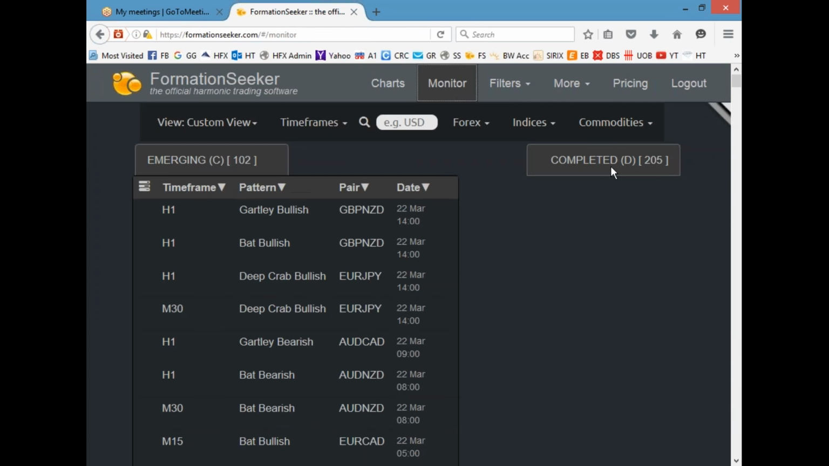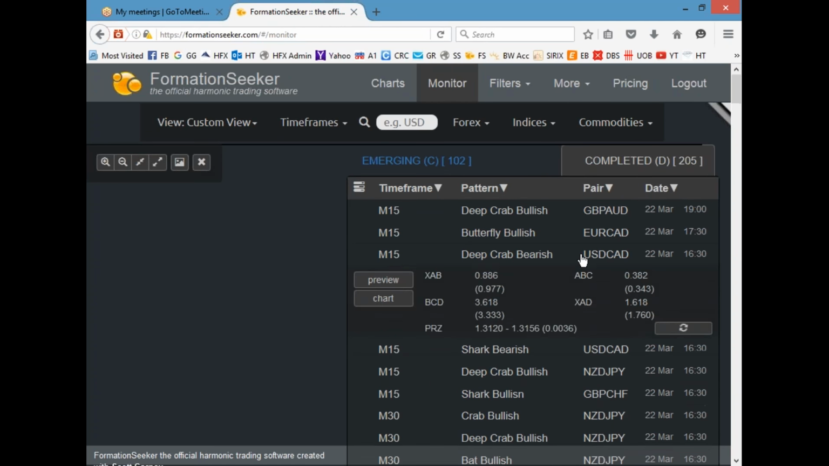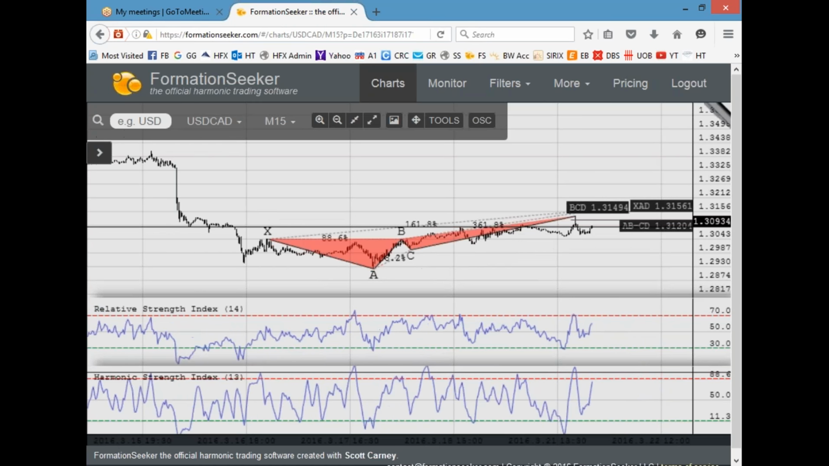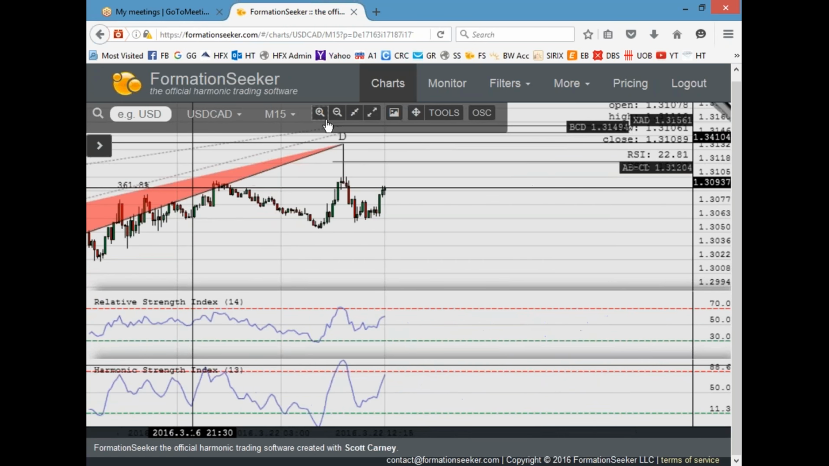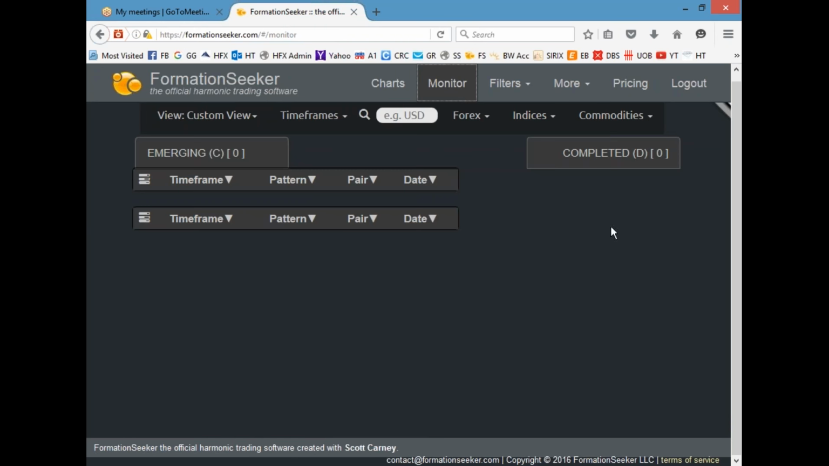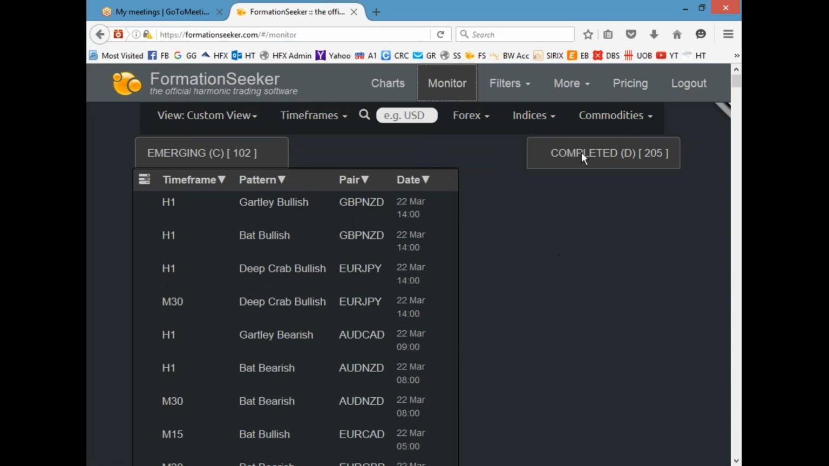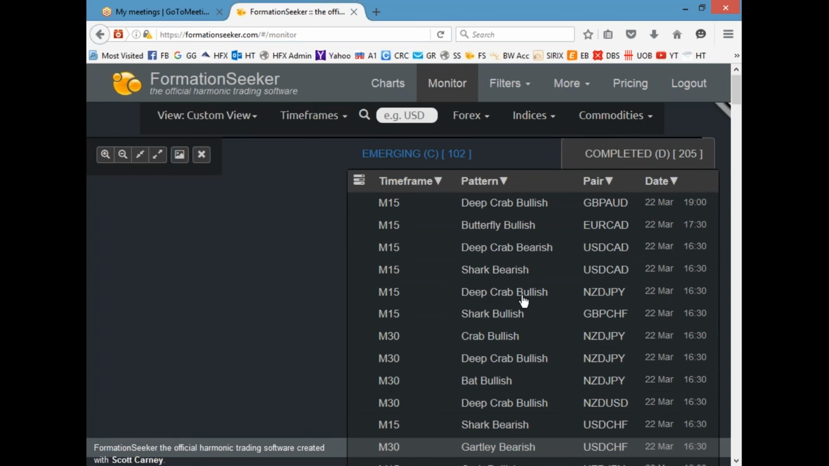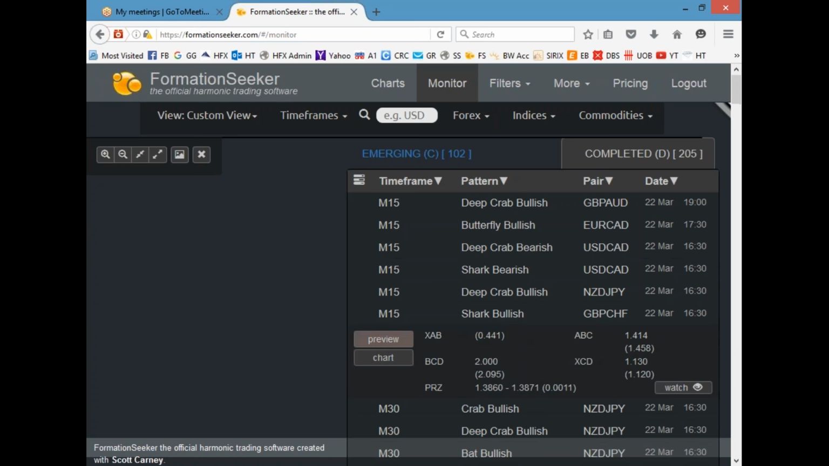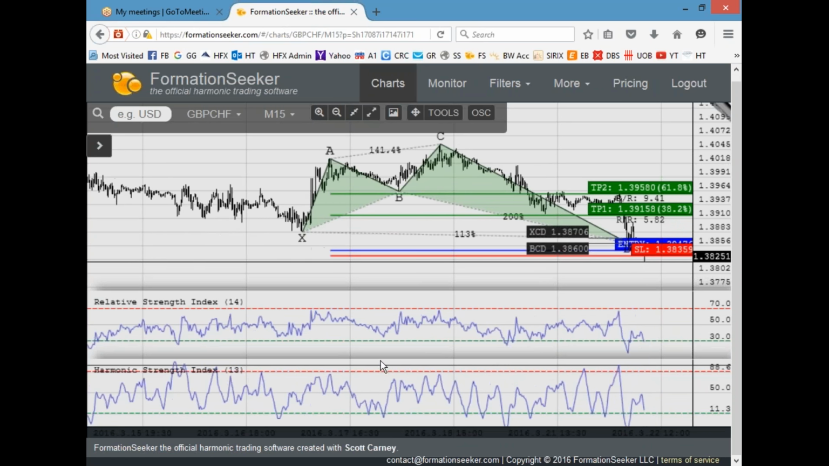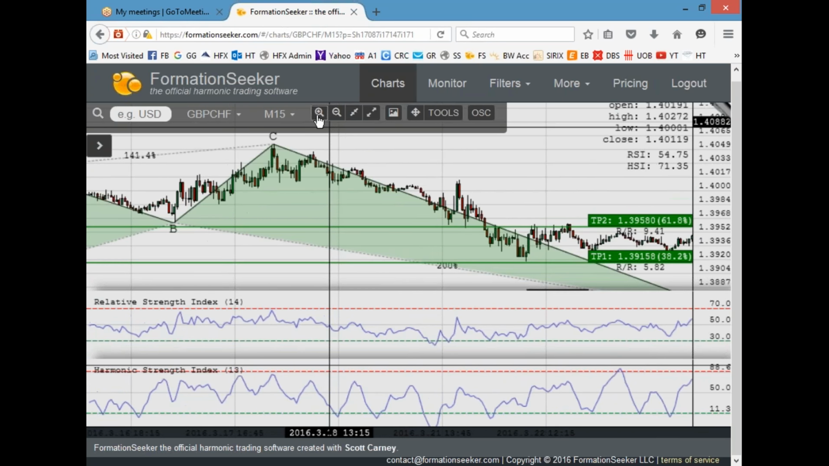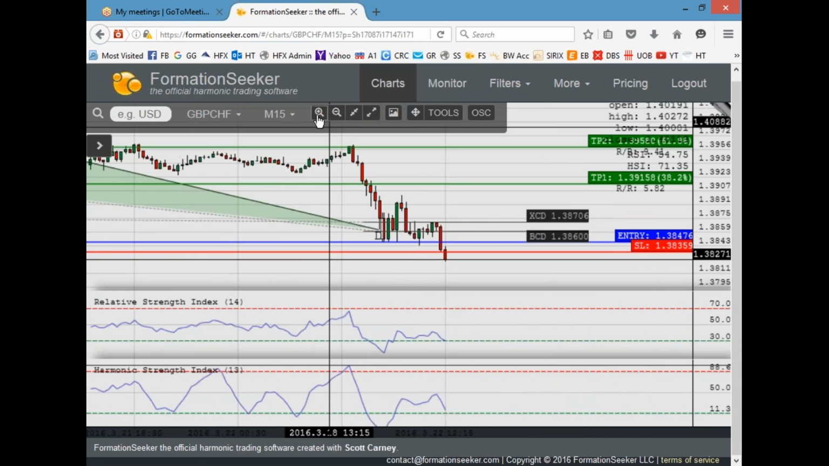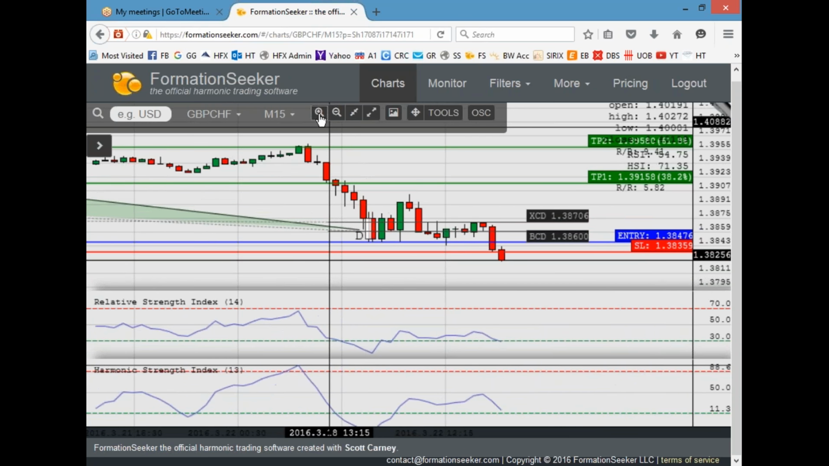So let me try and find something else. I want to find something that's really hot at the moment. Still no. Okay, not completed yet. New Zealand yen. Okay, this seems to be the nicest one to take. Okay, I'm going to focus on the PRZ.